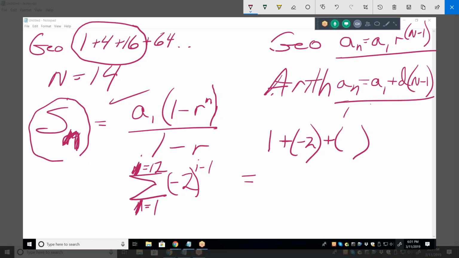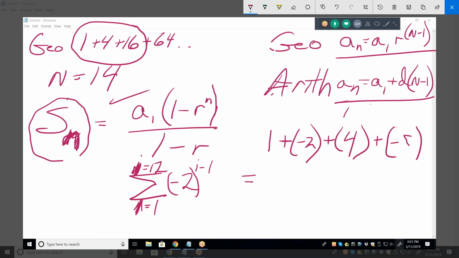So what's the third term going to be? That will be 4. What's -2 squared? -2 times -2. It's 4. That's the third term. What's the fourth term? -8.